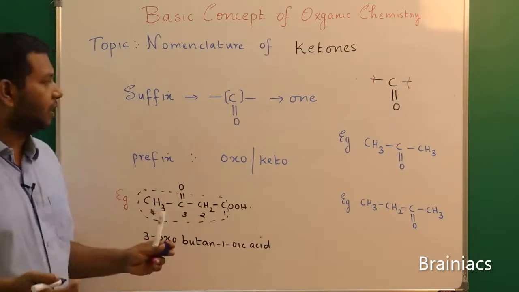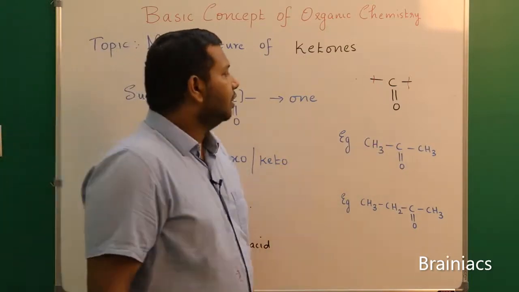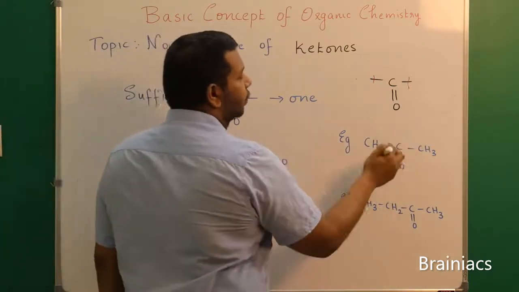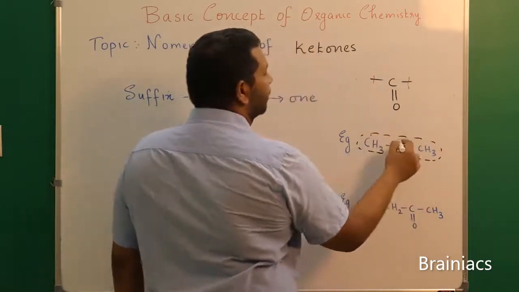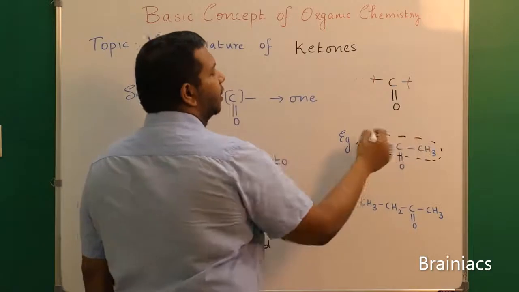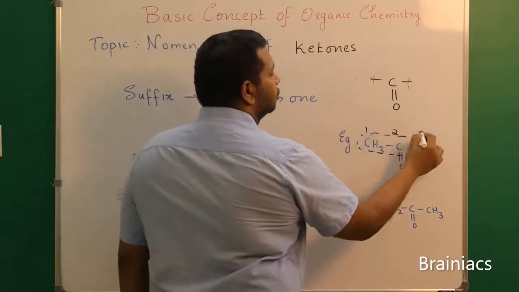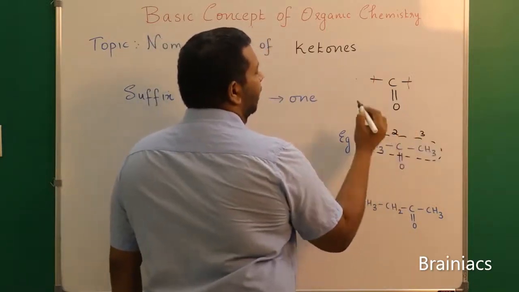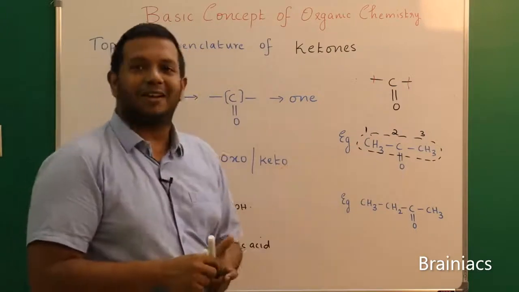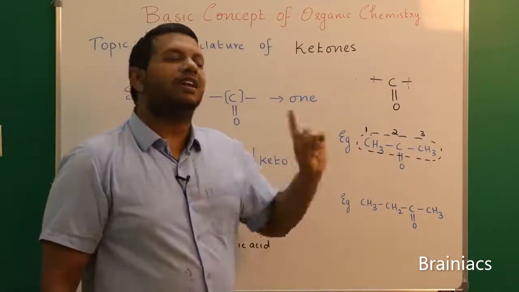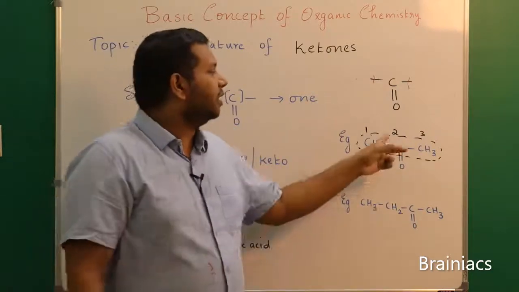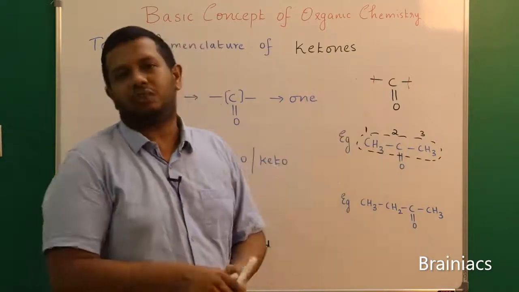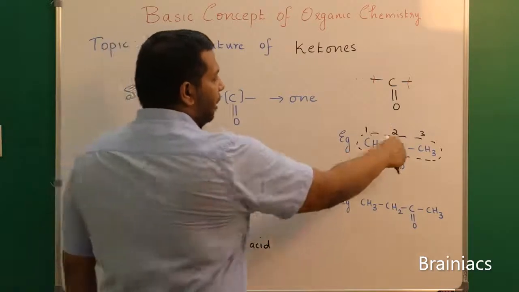Sometimes this will not be there. For example, if I am taking this case, here you know that only this functional group is present and this is my parent carbon chain. And you can see that in all these cases the carbon atom is included in the parent carbon chain. So the numbering should be 1, 2, 3. Another important point about the carbonyl group is that the carbonyl carbon will never get number 1, because it always lies between two other carbon atoms, so it will get any number other than 1. Very, very important.